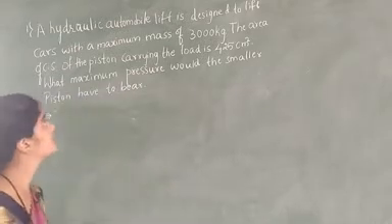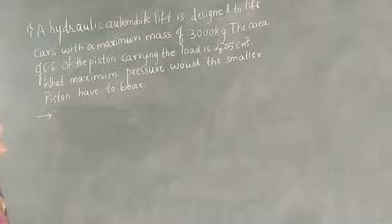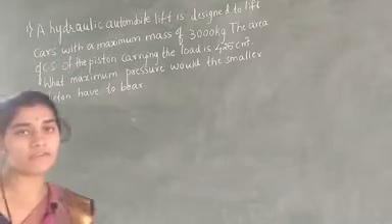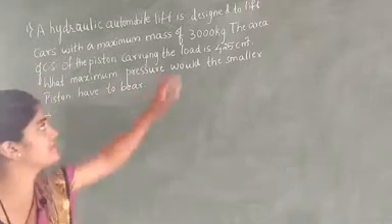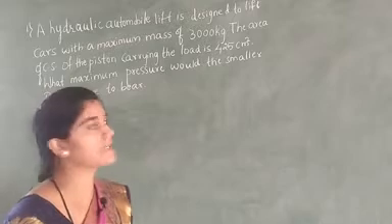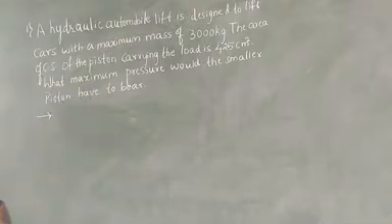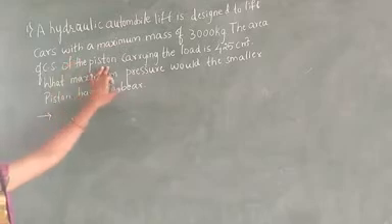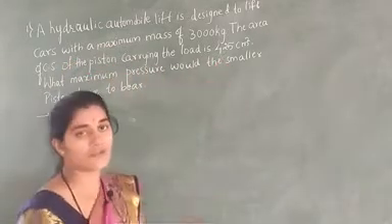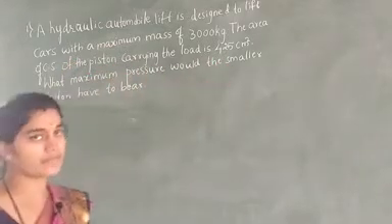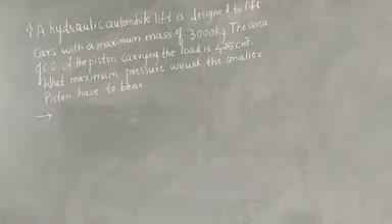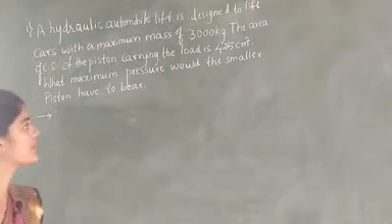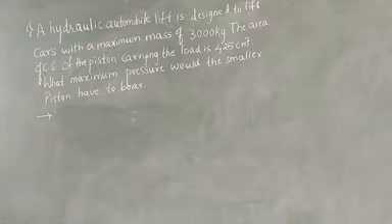Now next question. Let us consider a hydraulic automobile lift designed to lift cars with a maximum mass of 3000 kg. The area of the cross section of the piston carrying the load is 425 centimeters square. What is the maximum pressure the smaller piston would have to bear?